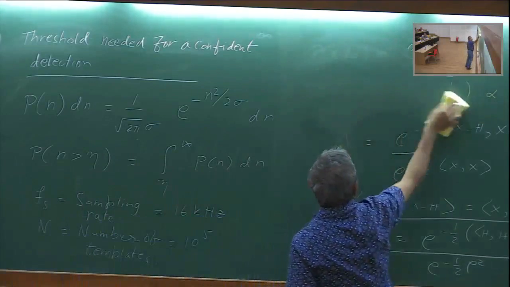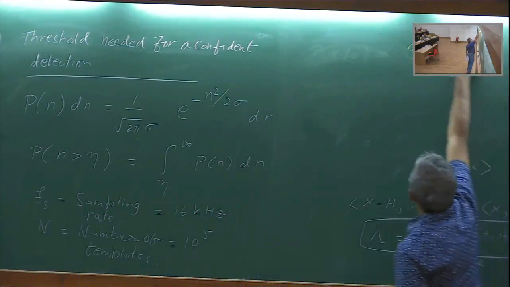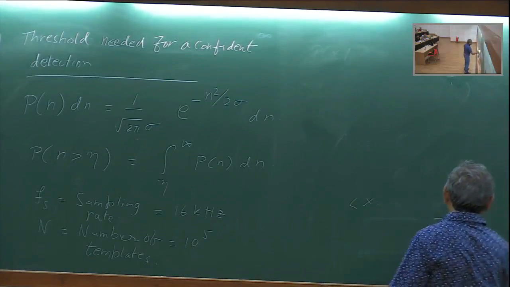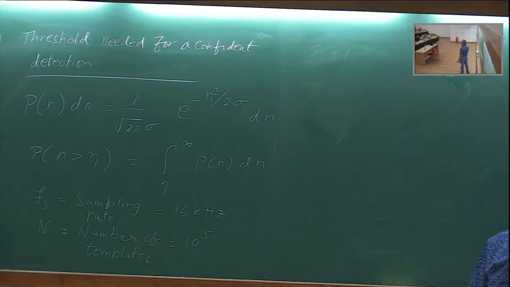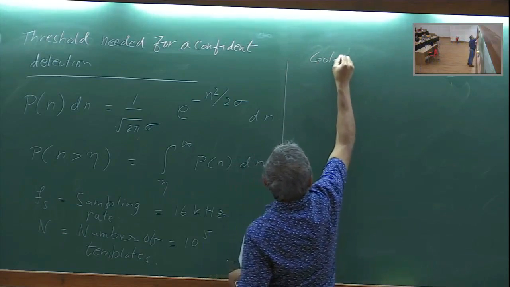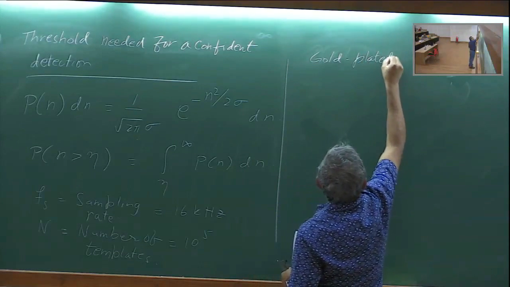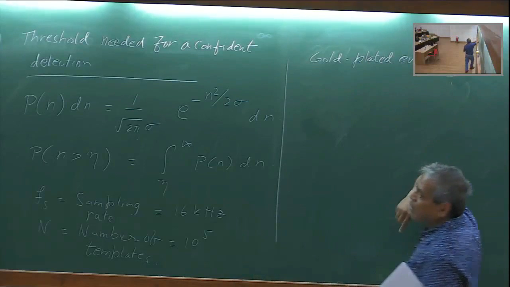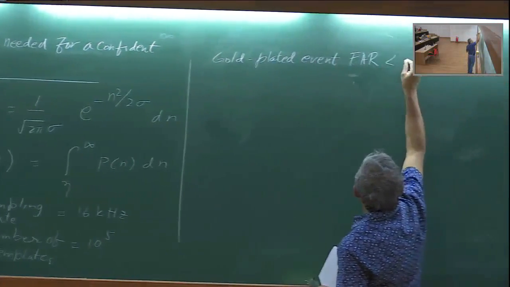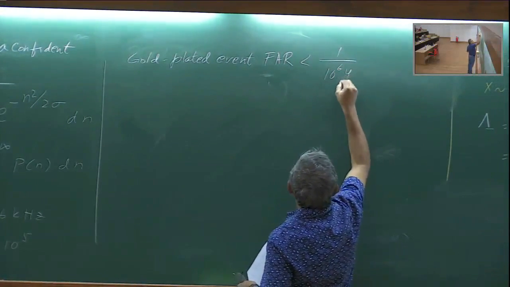Now, furthermore, I don't expect a gravitational signal any more than 1 per year, but I want my false alarm rate to be less than 1 per 100 years or 1,000,000 years, depending on who you talk to. If you want the so-called gold-plated event, we say we want the FAR to be less than 1 in 1,000,000 years.